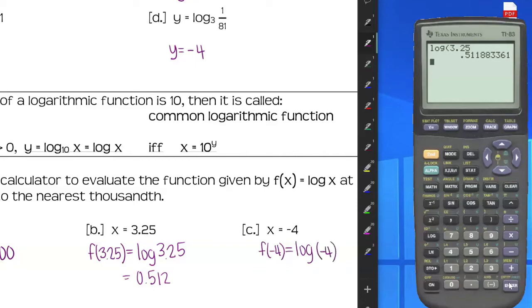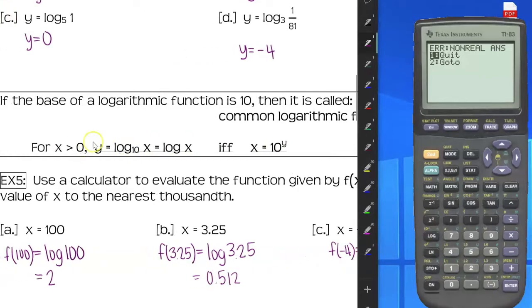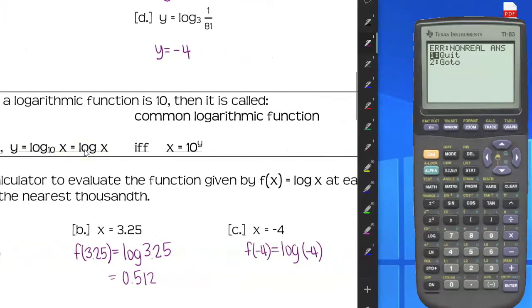-4. Wait a minute, does that look fishy? It should. Okay, it says non-real. Remember we said for our rules for logs, x has to be positive. So we can't find the log of a negative number. So we'll just say that this is undefined. It's only defined for positive x values.